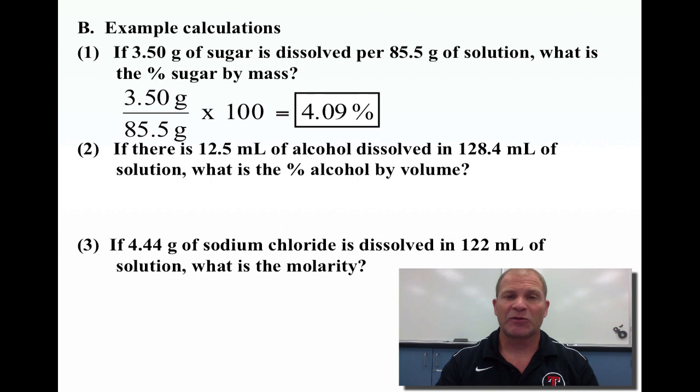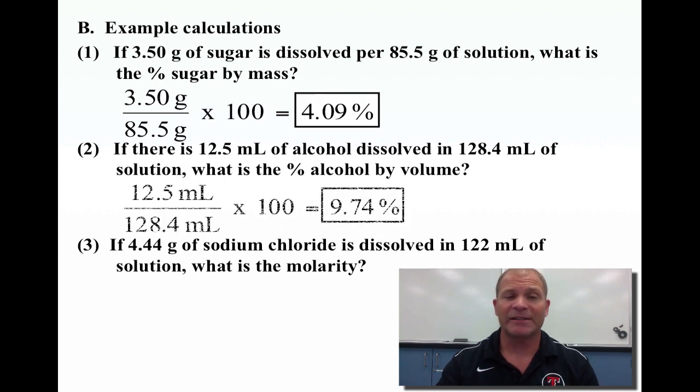My next question reads, I have 12.5 milliliters of alcohol dissolved in 128.4 milliliters of alcohol solution. What is the percent alcohol by volume? So my alcohol, my solute, is dissolved in my solution. So I'm going to take the part divided by the total, but this time I'm using volume, so it's called percent by volume. But it's just the same math.